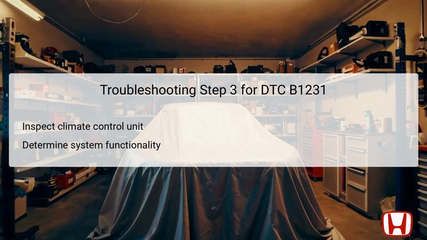If previous inspections confirm that both the evaporator temperature sensor and its circuits are functioning correctly, the final troubleshooting step focuses on the climate control unit. Technicians will perform an inspection of the climate control unit to assess whether it is responsible for setting DTC B1231. This involves checking the unit for operational faults, internal cohesion in component relationships, and how well it processes data from sensors. If abnormal behaviors or errors are detected in the climate control unit, it may be deemed the failing element in the climate control system.